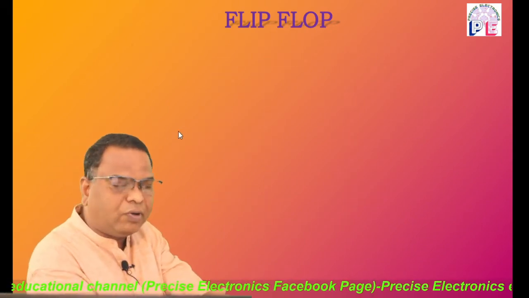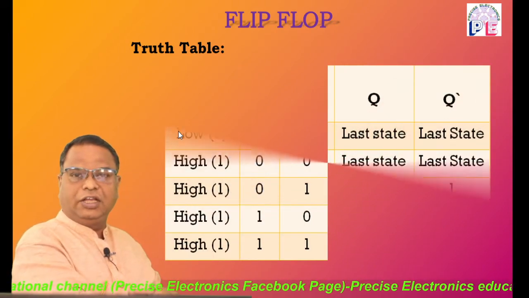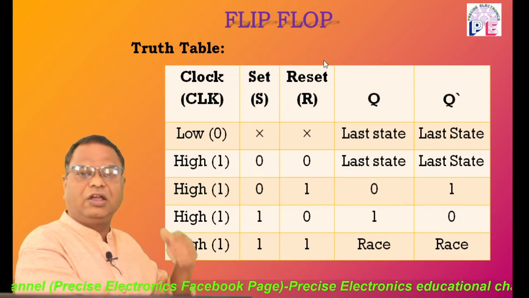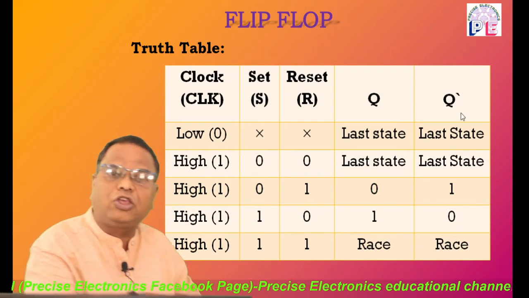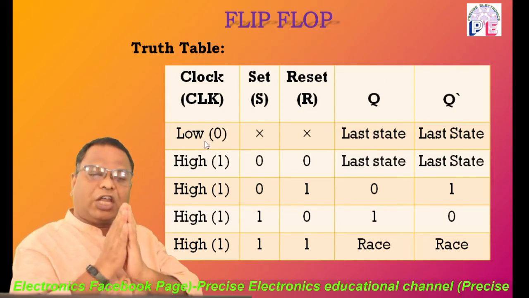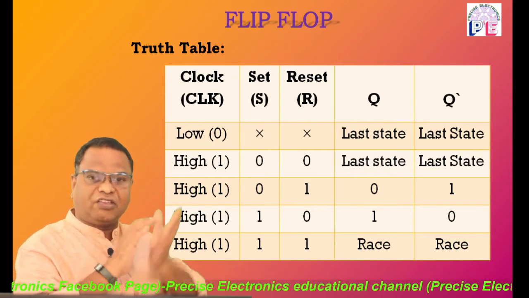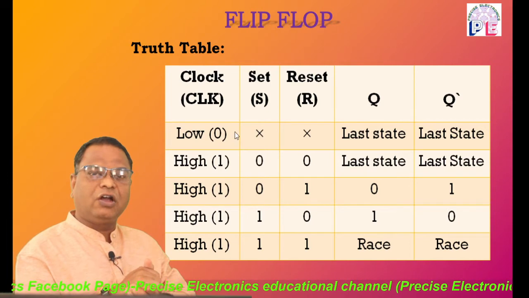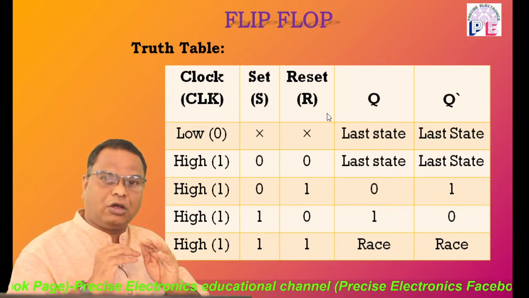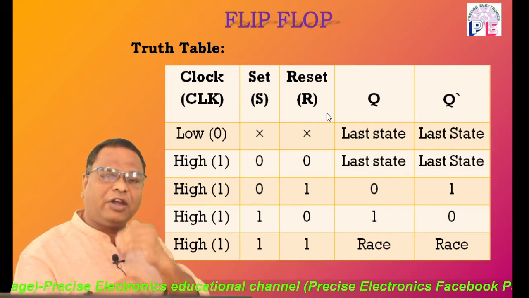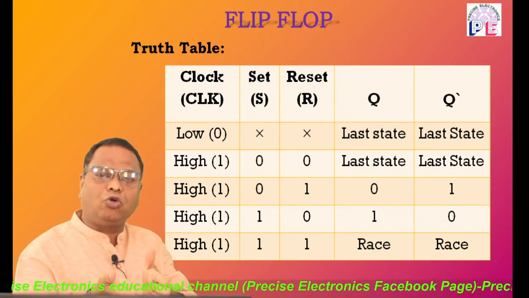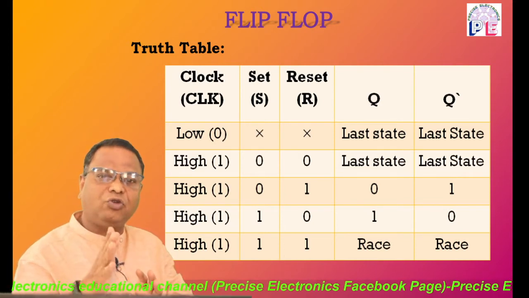Now the truth table of the RS flip-flop is going to display on your screen. In that truth table, there are 3 inputs: first the clock input, next the set input and reset input, and the 2 outputs, Q and Q bar, Q complement. When the clock input is low, whatever may be the set and reset input, the output of the flip-flop remains in the last state. So the set and reset inputs are denoted by a cross. The meaning of cross is don't care. We do not require to take care what the state of set and reset is. It may be high or low. The output remains in the last state. That's why it is known as don't care.